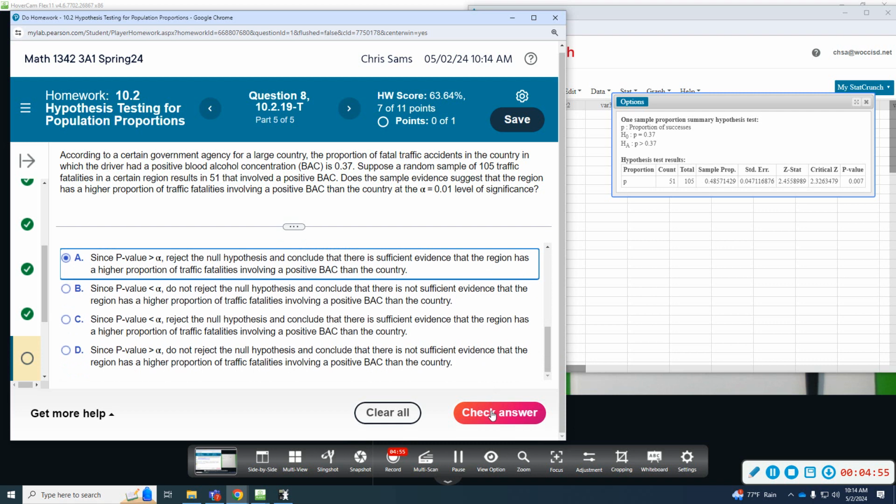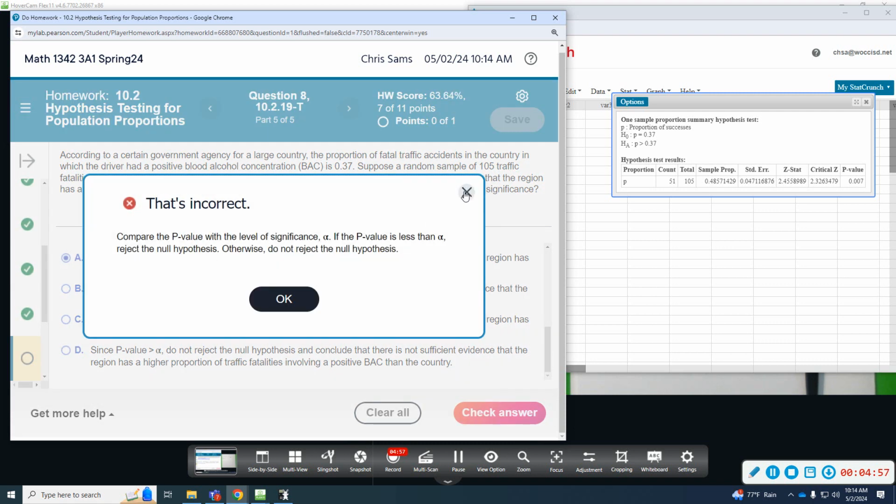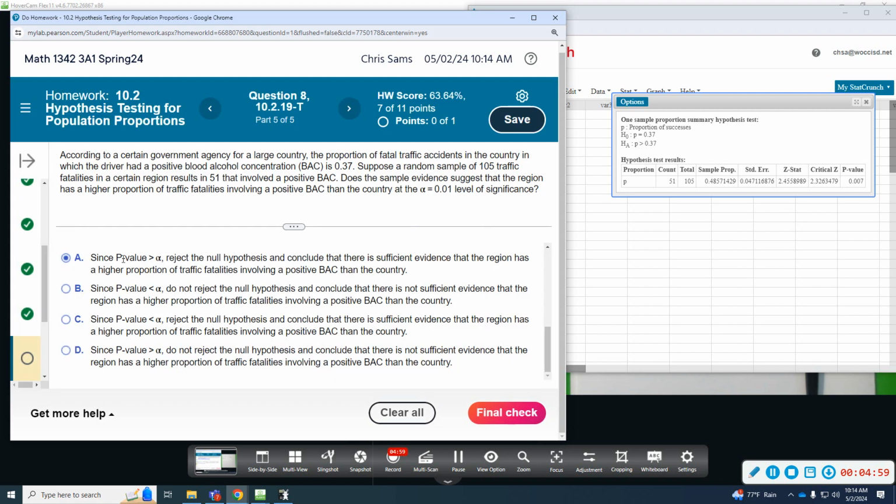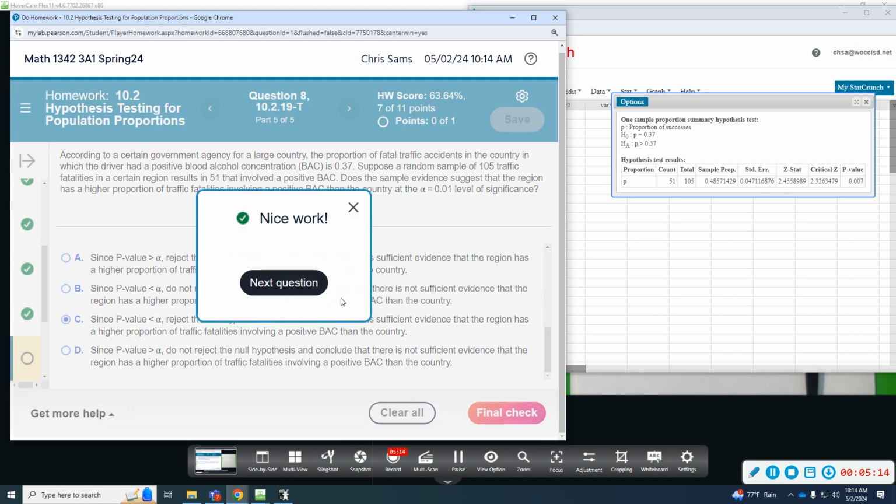Uh-oh, let me make sure. P-value, no, not greater, less than alpha. Sorry. P-value less than alpha. I saw the conclusion was good, so we picked that one. So p-value is less than alpha, sorry. Reject the null, conclude there is sufficient evidence. Okay, so careful with that.